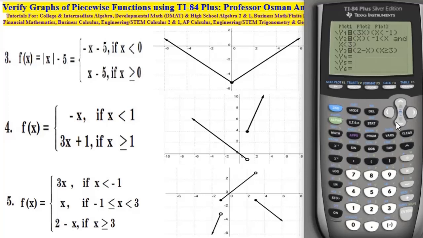Then now let's adjust the window. So the window is from minus 6 to 6 for x, and for y it's from minus 6 to 4. Okay, then simply graph. And here is the function.